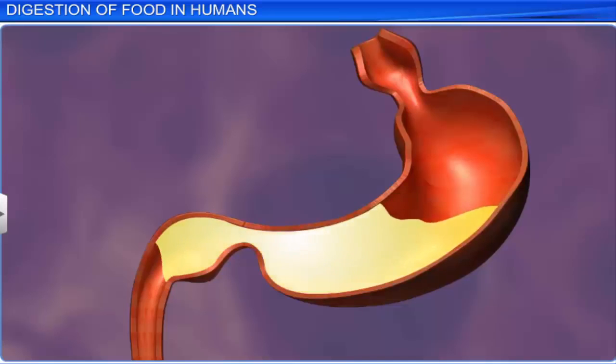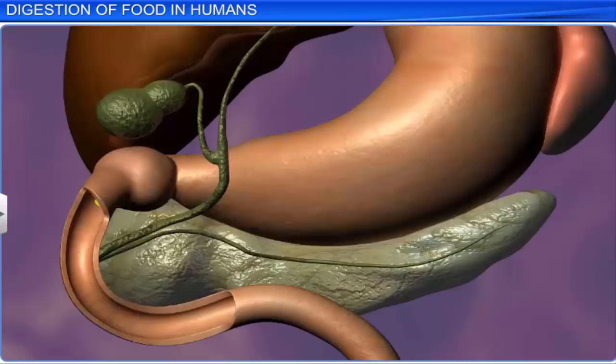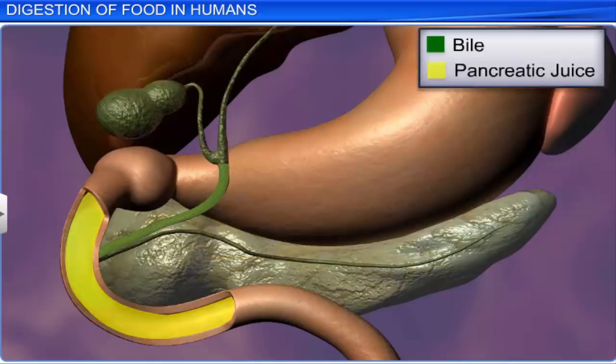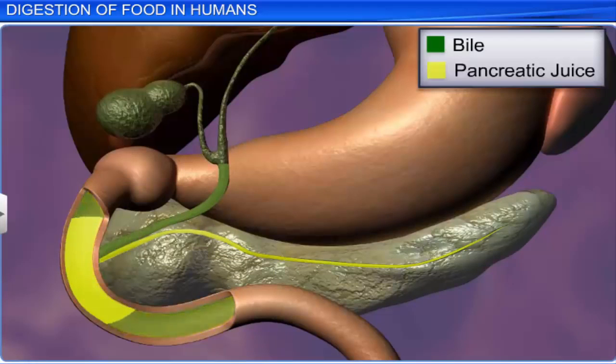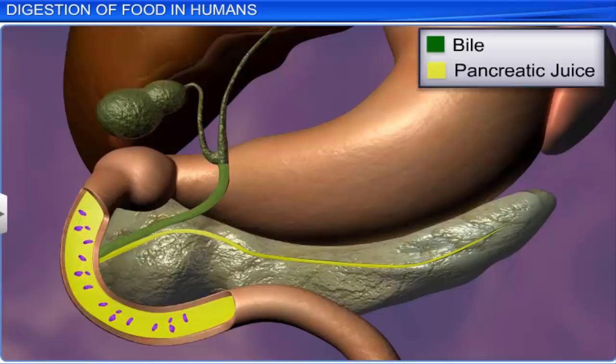The chyme from the stomach passes through the pyloric sphincter and enters the duodenum, the first part of the small intestine. Here, the movements generated by the muscularis layer of the duodenum cause the chyme to mix with pancreatic juice and bile, the secretions of the hepatopancreatic gland. These secretions contain different enzymes and pigments that help in the further breakdown of food molecules.